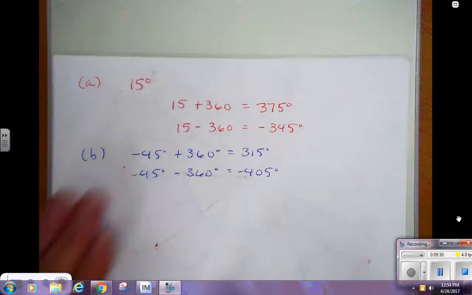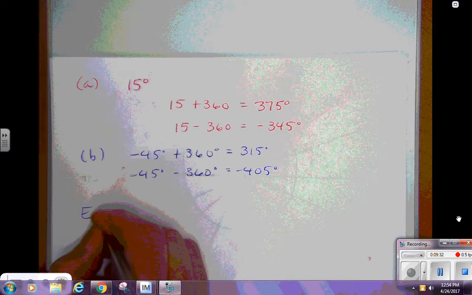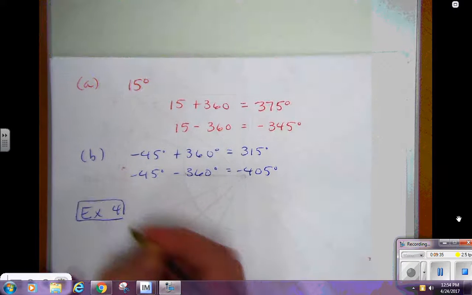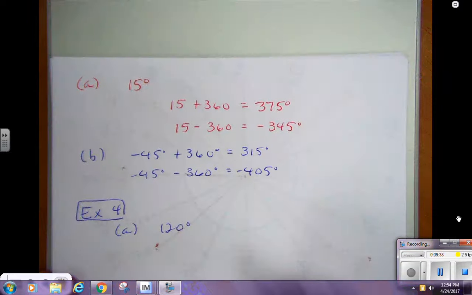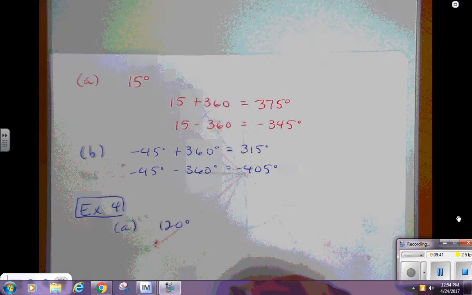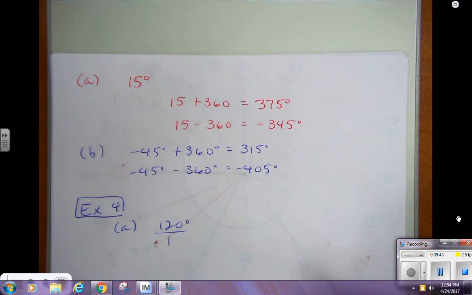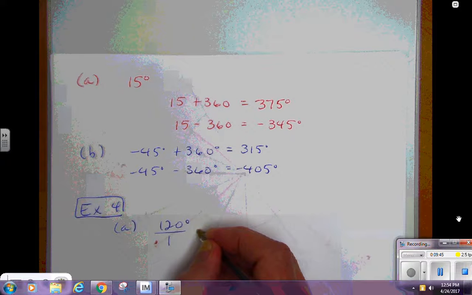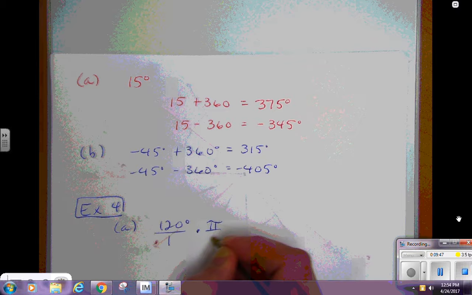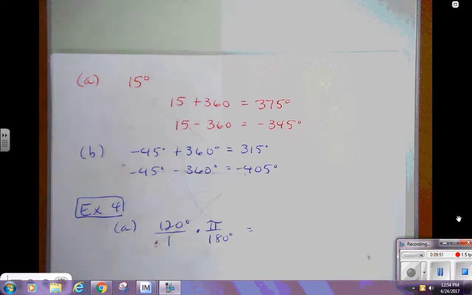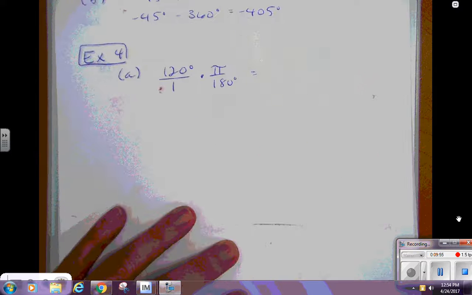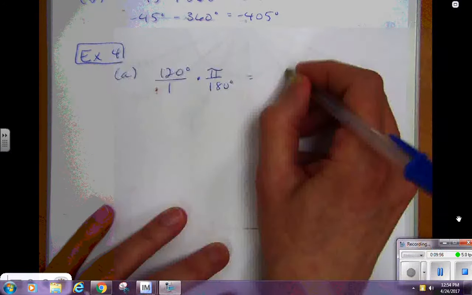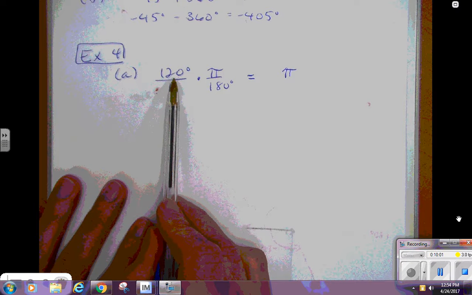So on example 4, part A is 120 degrees. They want you to change that to radians. So I'm just going to put that over 1, and then times pi over 180 degrees. Radians will always have pi in the answer, so I'm going to put pi there. And really the only thing I need to do is simplify the 120 divided by 180.